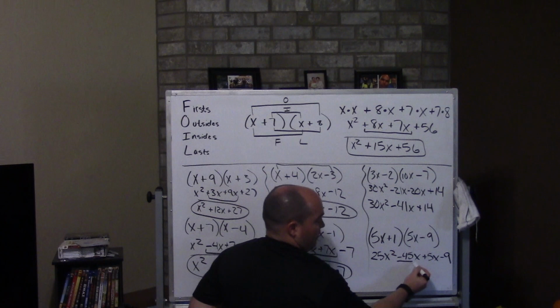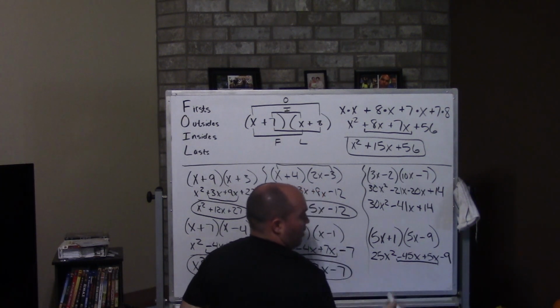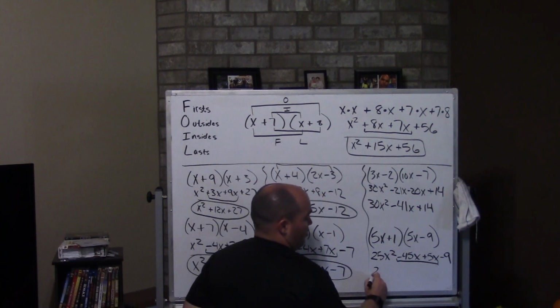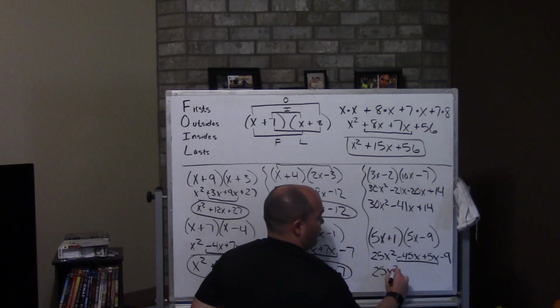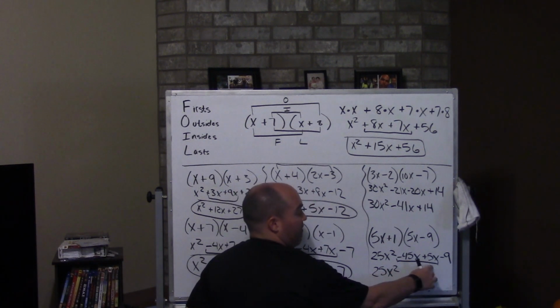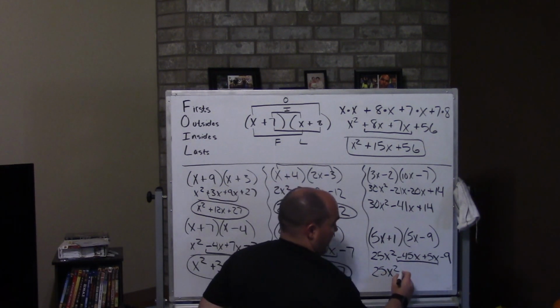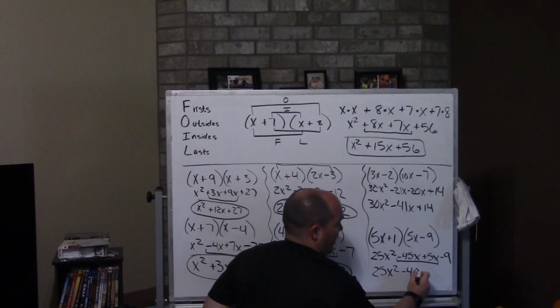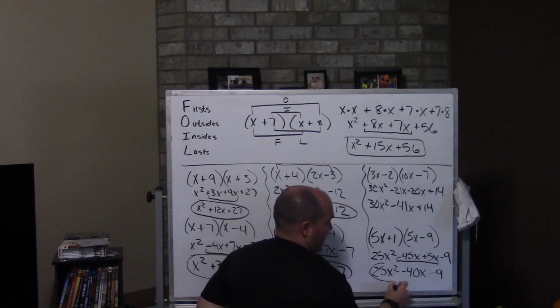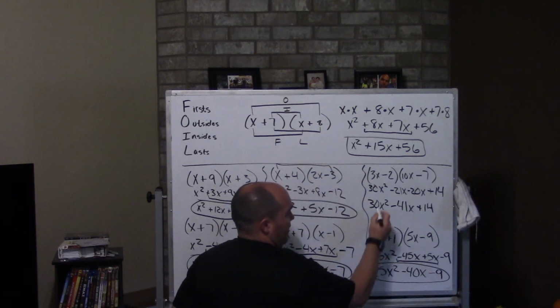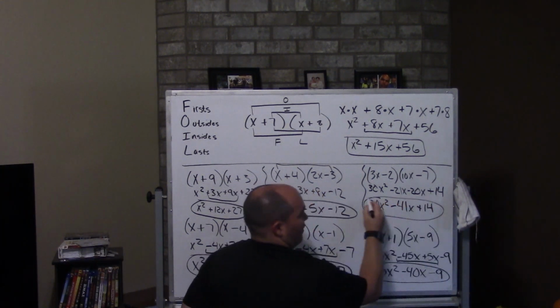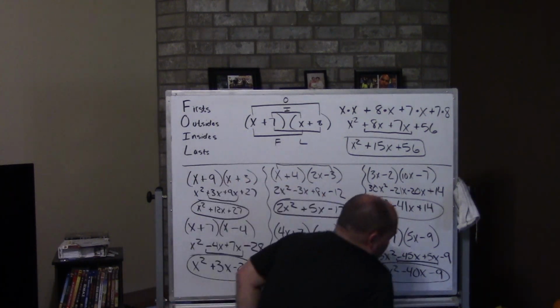Once again, middle terms are my like terms. So 25x squared, a negative 45 and a positive 5 is going to make negative 40x, and then I have my minus 9 to write down. Forgot to circle that other one.